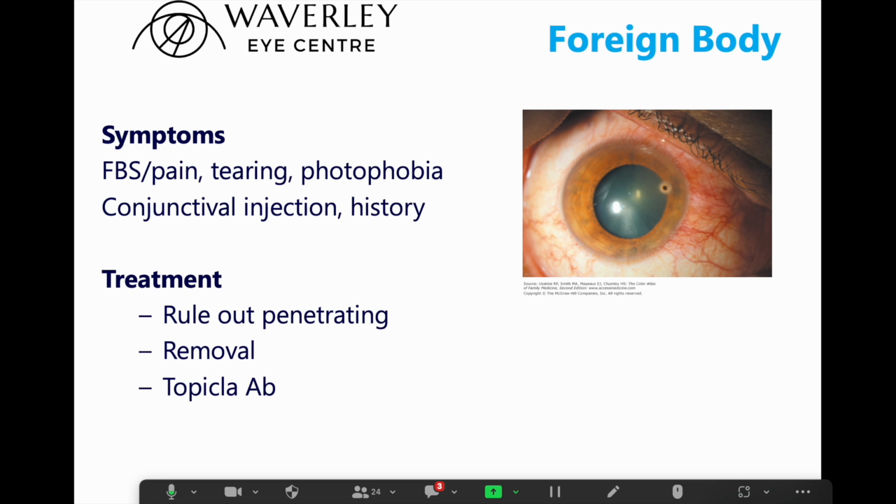So there may be some rust when you remove it. There may be some rust left in there. What I will try to do is get the rust out, because the rust can be a little bit toxic or irritating to the epithelial tissues, so it will delay healing of the epithelium.